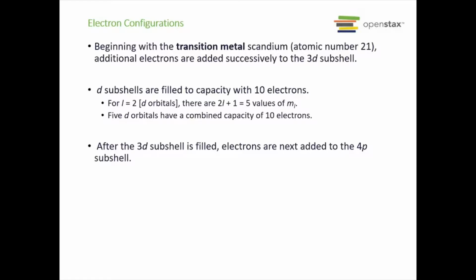Okay, so if we have L equals 2, that represents the d orbital. We have 2L plus 1 equals 5 values of ML. Because we can go -2, -1, 0, +1, and +2. So each of them can hold 2 electrons. That means a total of 10.